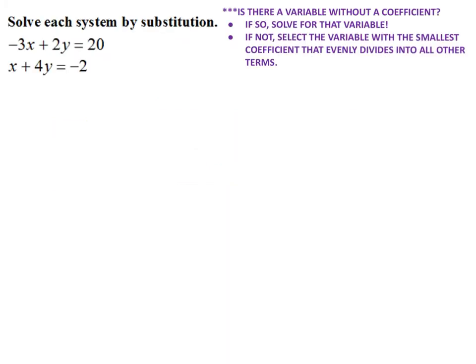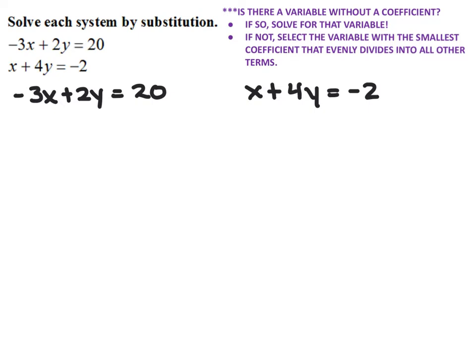In this example, our two equations are negative 3x plus 2y equals 20 and x plus 4y equals negative 2. Now, since the variable isn't already by itself, we have to ask ourselves if there is a variable without a coefficient. If so, you're solving for that variable. If not, you're going to select the other variable with the smallest coefficient. However, if we look, we do have a variable without a coefficient, being this x, so that's going to be the variable we're going to solve for.